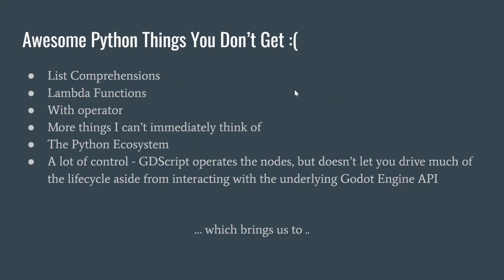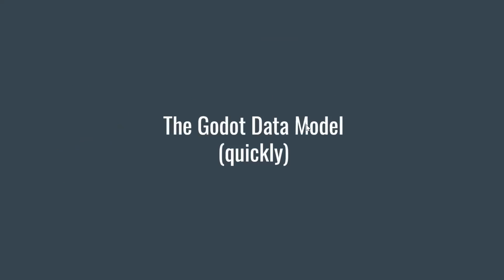And of course, you don't get a lot of awesome Python things. Although I've heard there are debates on the various things as this language is being iterated for Godot 4: list comprehensions, lambda functions, the with operator, a bunch of other things, the whole Python ecosystem. You can't tap into NumPy, or you can, but you have to go through the native interaction and do it externally. At the end of the day, you are bound to the way Godot works, and you're operating off of that. So that's a quick lightning tour of GDScript.